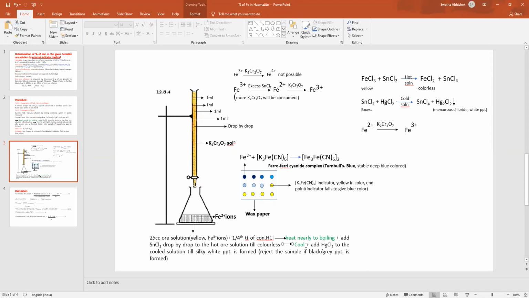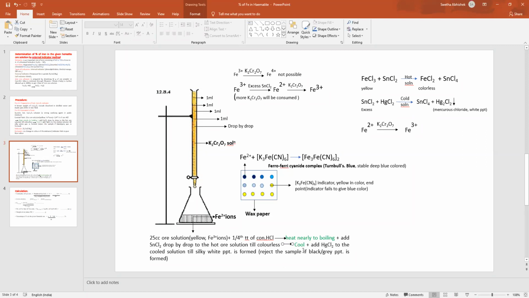Then you cool the reaction mixture completely to room temperature. After complete cooling, you are supposed to add one more reagent, mercury chloride, HgCl2, to the cooled solution till the color changes to a silky white precipitate. After cooling the reaction mixture completely to room temperature, add mercury chloride to the cold solution till the color changes to a silky white precipitate.